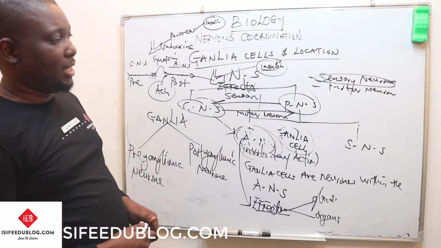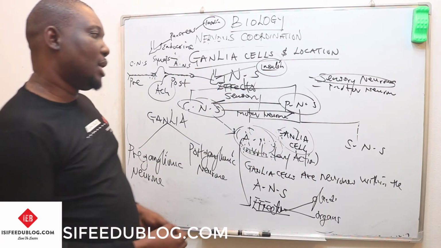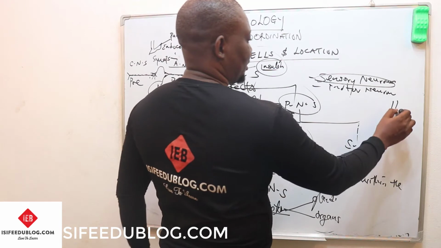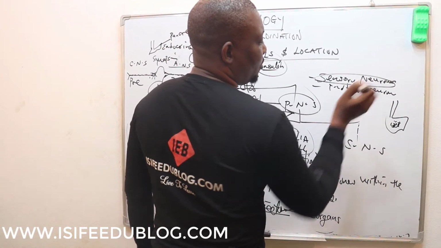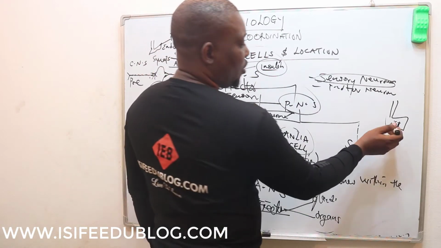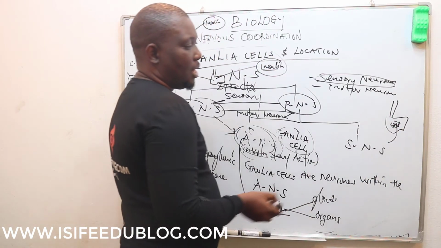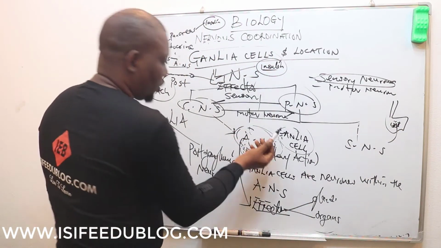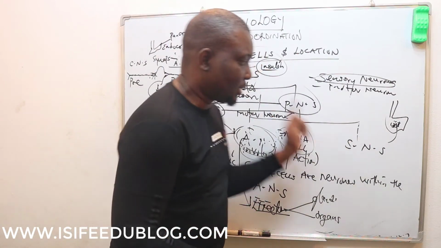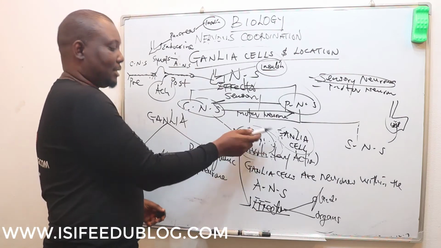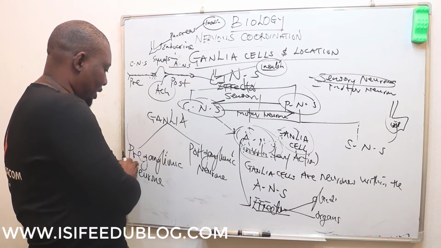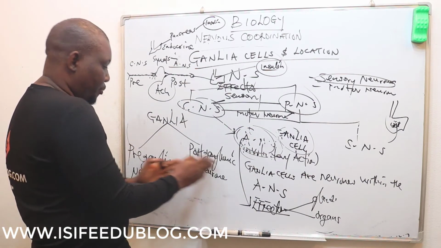I will give you an instance of how these things work. Let's assume that this is a pancreatic gland, and there is no secretion. There is no hormone in this pancreas. There is no way this hormone is leaving this pancreas. And how does the autonomic nervous system coordinate and control this pancreatic gland? How do they do that? Through the ganglia cells, these two ganglia, the preganglionic and the postganglionic.